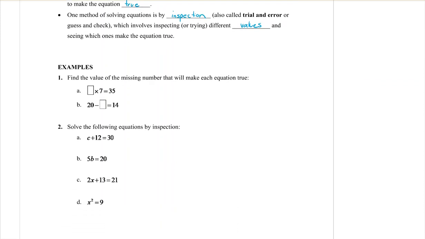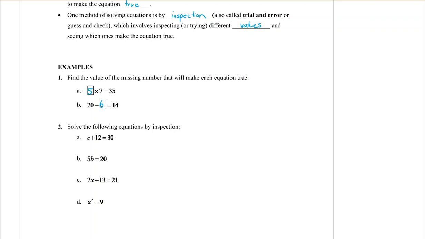So example number 1, it says find the value of the missing number that will make each equation true. So we have a box there, that's like our pronumeral. Something times 7 equals 35. So this is knowing your times tables. 5 times 7 makes 35, so that must be my missing number. And for part B, 20 take away something is going to be equal to 14. So yes, I would have to take away 6 to get to 14.